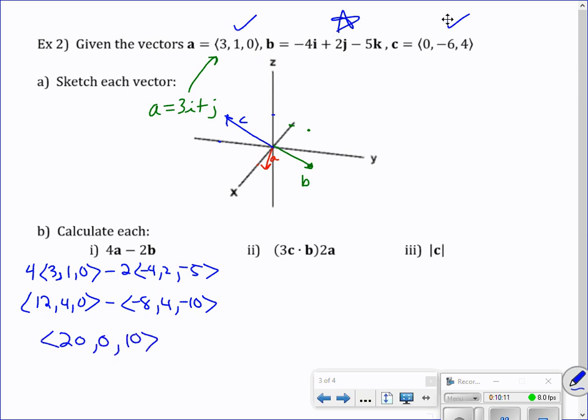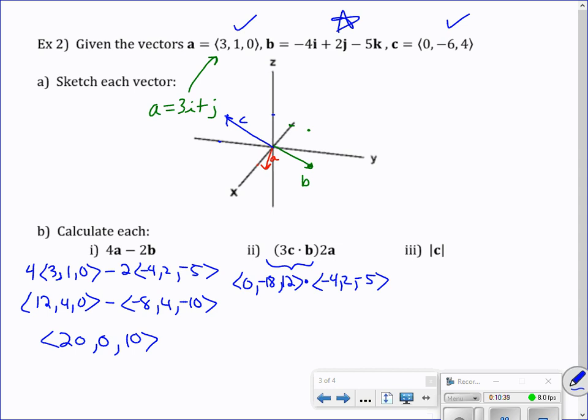All right, for part 2, I have a dot product in there, so I'm going to go ahead and do that first. That dot product, remember, produces a single number for an answer. So 3 times the vector c would be 0, negative 18, and 12. I'm dotting that with b. So b is negative 4, 2, and negative 5. I'll do that answer first, and then I'll get 2a in there.